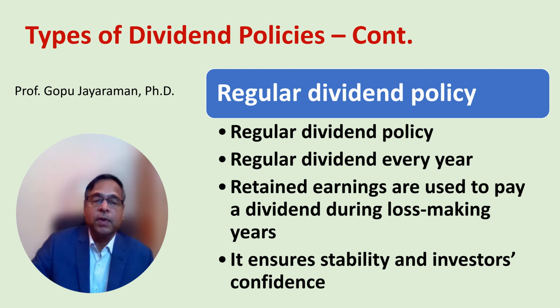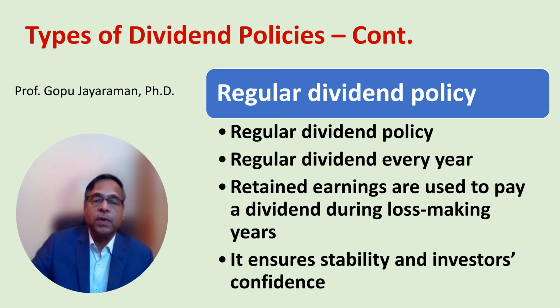Under an irregular dividend policy, the board of directors of the company determine the percentage of dividend by considering various factors. The dividend percentage will fluctuate from period to period. It's very difficult to predict the amount of dividend.